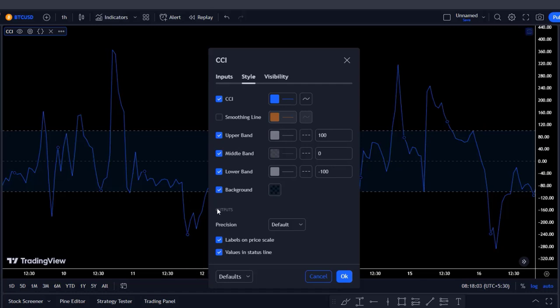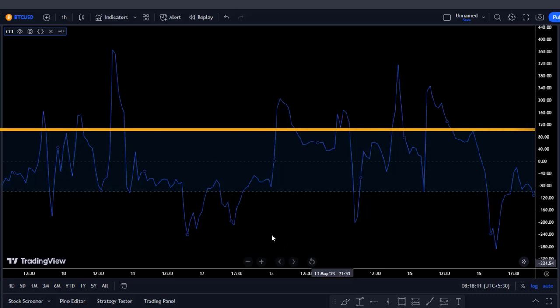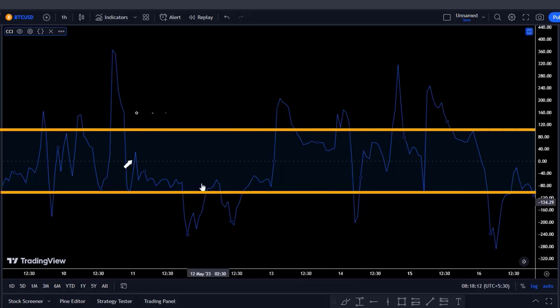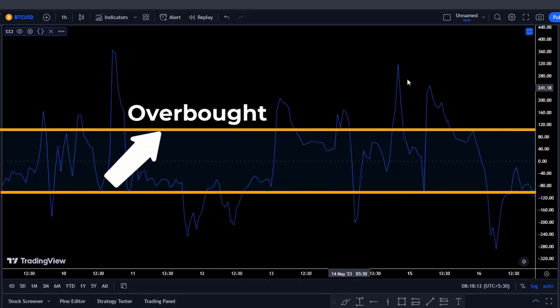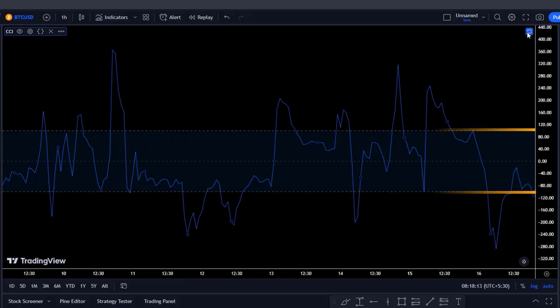It does this by measuring how far the price of an asset has moved away from its moving average and comparing it to the asset's typical volatility. This difference is then normalized to fit within the range between plus 100 and minus 100, with values above 100 indicating overbought conditions and values below minus 100 indicating oversold conditions.